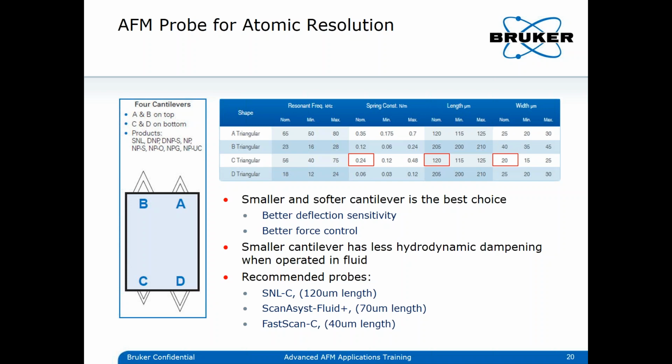The recommended probes, again, are the SNL-C probe, here at the bottom, the thin cantilever, but the short one, which has a length of about 120 microns. The ScanAsyst-Fluid+ is sharper, so the tip itself is sharp at 1 or 2 nanometers radius, and has a length of 70 micrometers, and the FastScan C, also 2 nanometers, has a length of 40 micrometers. So these are the ones we are recommending for atomic resolution.